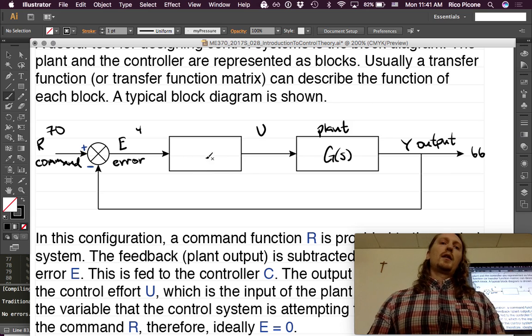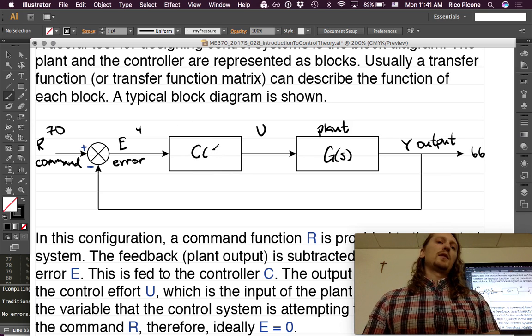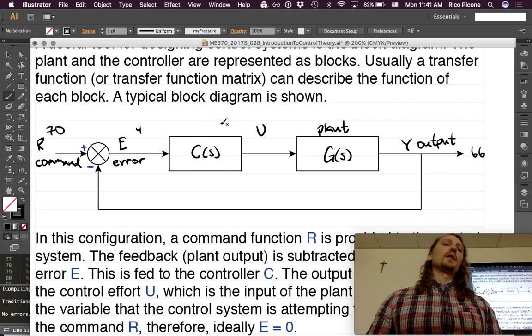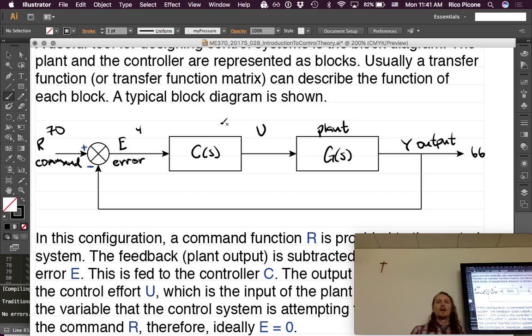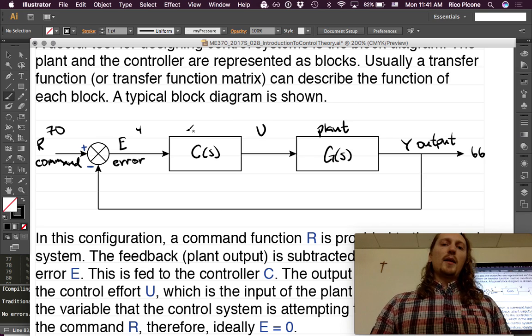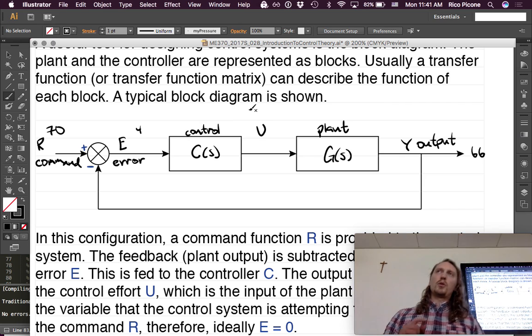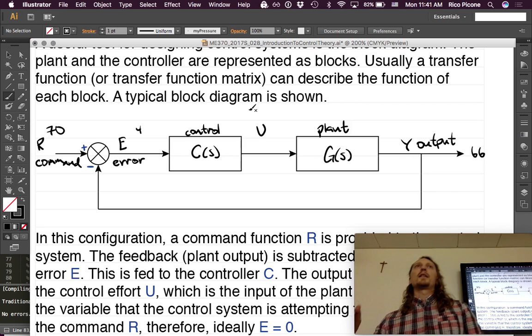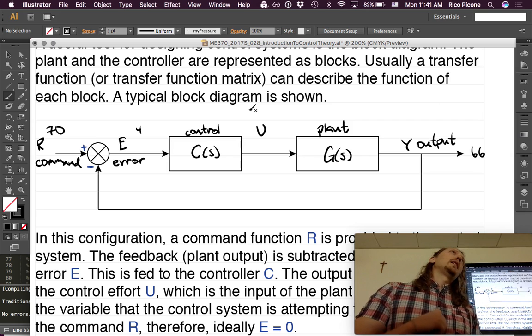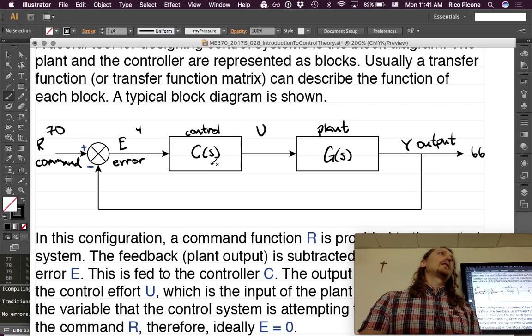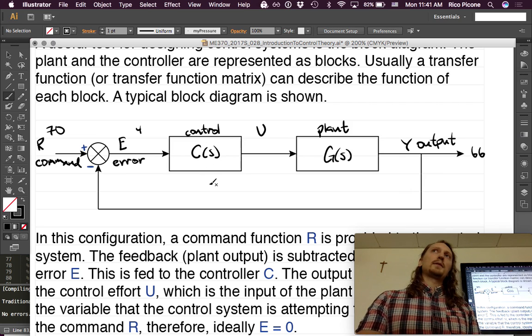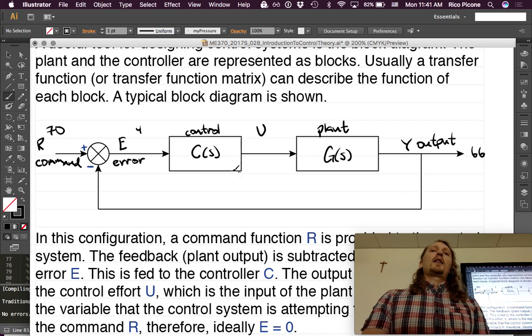Okay, controller, we'll use C. There are different labels here. It's not universally C, but sometimes it's called C. And we're going to represent that by a transfer function. So we're only really going to consider control in this class that can be implemented via a transfer function here. And this is where all the magic is. We have to choose the controller transfer function such that this output follows this command as closely as possible.